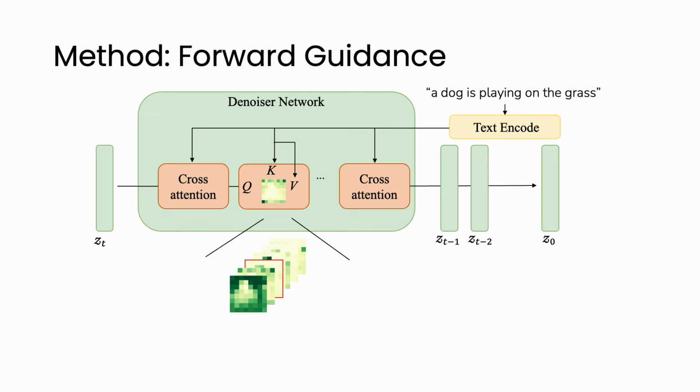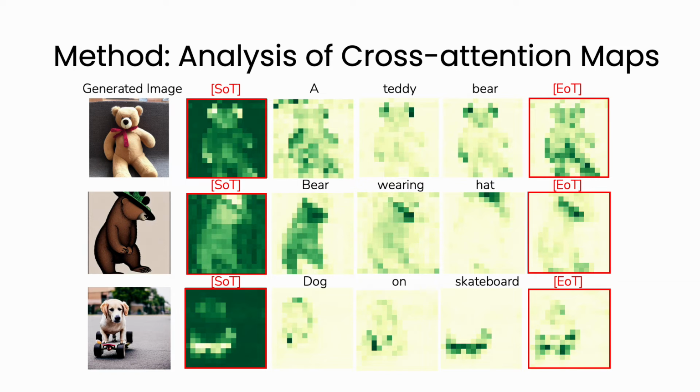Now we propose our first approach, forward guidance. Given text prompts such as a dog is playing on the grass, we take out the cross-attention map of the word dog and manually make it focus more on a given bounding box area by injecting a Gaussian blob into its cross-attention map. In addition, we find that the spatial tokens, that is, the start of text token and the end of text token, contain a significant amount of spatial information about the layout. They seem to be complementary, where the start of text token focuses on the background and the end of text token shows the foreground information.